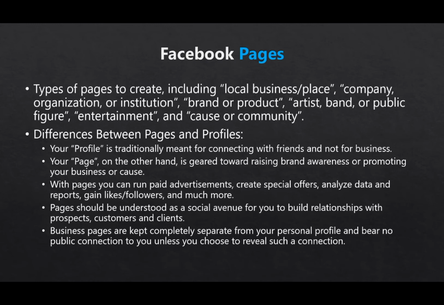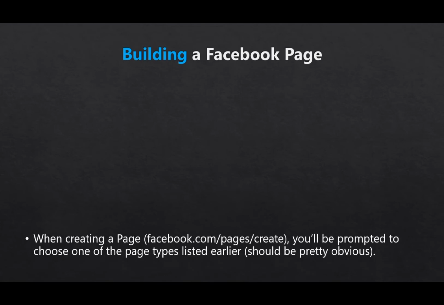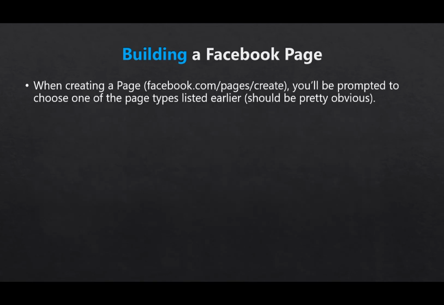Let's talk about building your pages. When you first start the page creation process, and you can simply go to facebook.com/pages/create, you'll be prompted to choose one of the page types listed above. This should be relatively obvious. There is some disagreement about whether online businesses should choose company/organization or brand/product. In most cases, for online businesses, it's the latter, but it entirely depends on your business. It won't make a huge difference in your page functionality though, so don't agonize over the decision too much.